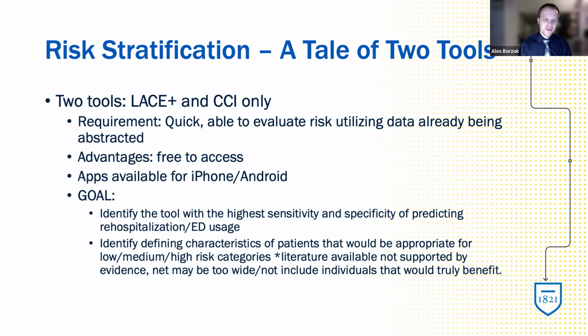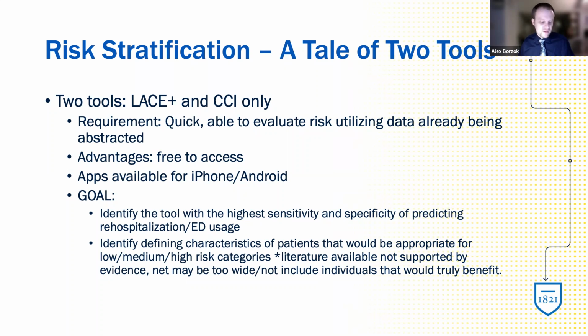So our goal with this little study was to identify the tool with the highest sensitivity and specificity of predicting rehospitalization and ED usage statistically. We're looking at statistical significance, not clinical significance in this. We've already established both of these provide clinically significant results. So in order to delineate which one we want to use, we need to figure out statistically significant results. And then the second part, which we'll talk about in a little bit, is identifying defining characteristics of patients that would be appropriate for low, medium, and high risk categories.